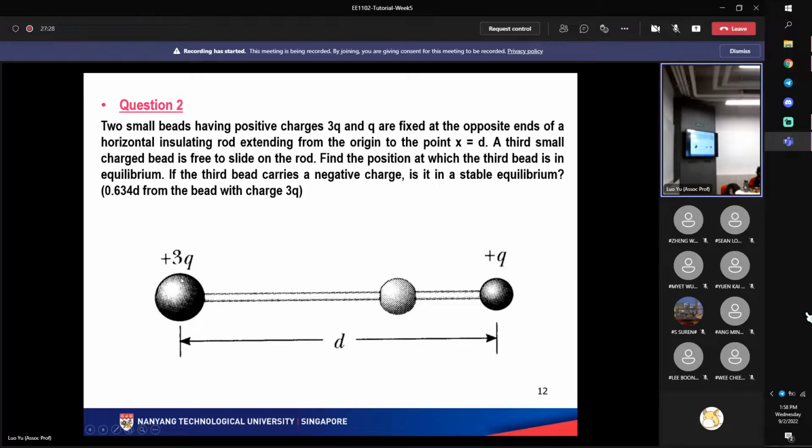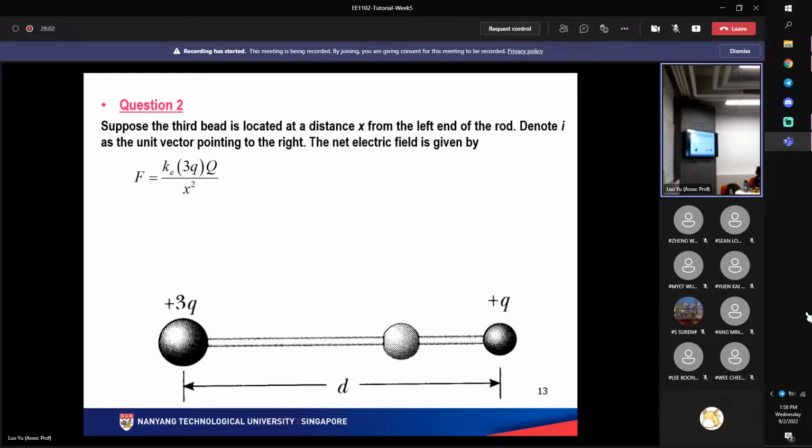the force F1 exerted by 3Q should be attractive now, right? So that should be to the left. Then for the right charge, it should also be an attractive force, to the right. So this attractive force will be in a different direction. If we want the total force to be zero, what we want is the 2 forces, F1 minus F2, equal to 0, right? Very good. So this is what we should do here.